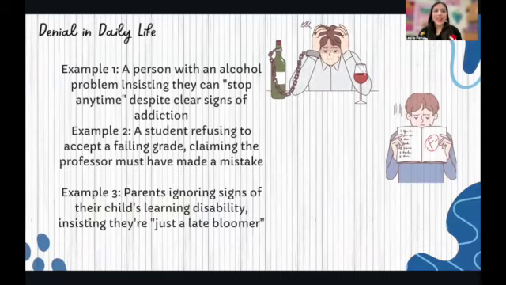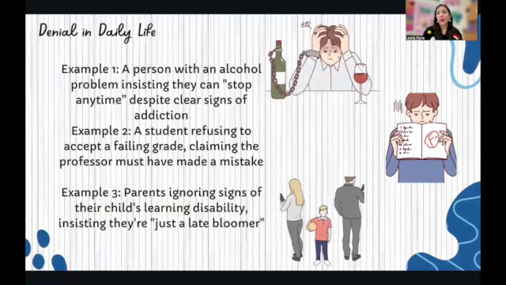Some examples. A person with an alcohol problem saying they can stop anytime, despite having clear signs of addiction. A student refusing to accept a failing grade, claiming that the professor must have made a mistake. Or a parent ignoring their child's learning disability, insisting that they're just a late bloomer. So again, all of these can be either adaptive, helpful, or maladaptive, not helpful.